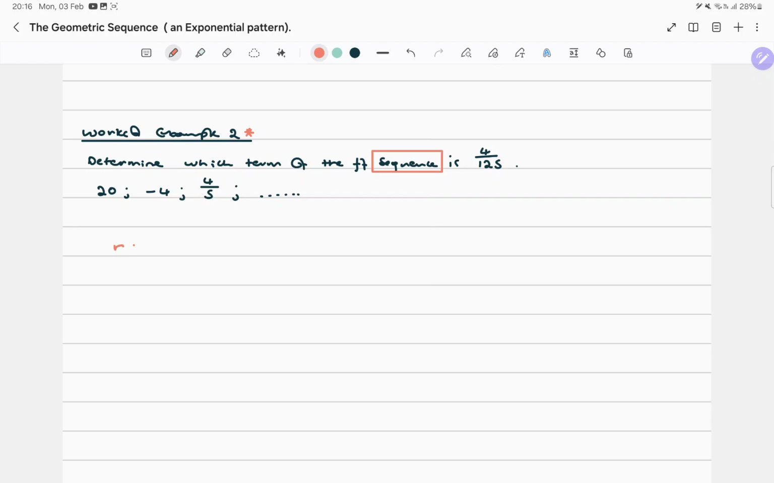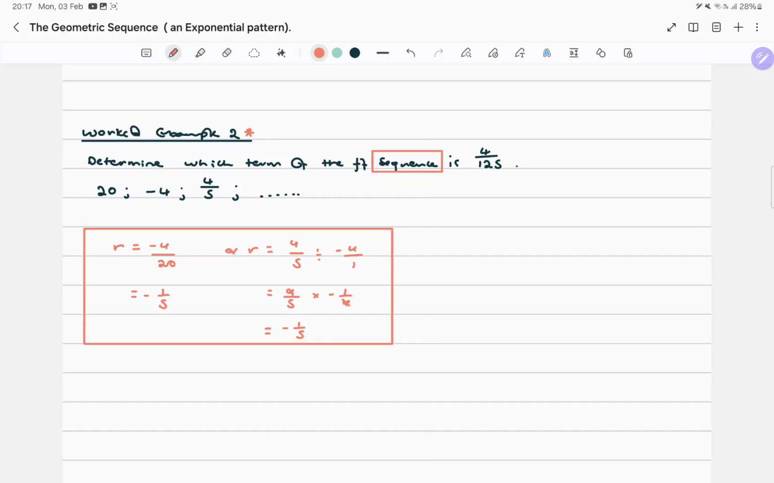Remember again, guys, this step is what you don't really have to show. Minus 4 divided by 20. This is minus 1/5. Or r is equal to 4 over 5 divided by minus 4 over 1. So this is going to be 4 over 5 times minus 1 over 4. And the 4's essentially divide to 1, and everything remains as 1/5. And we can see that definitely this is the same thing. So this must be geometric.